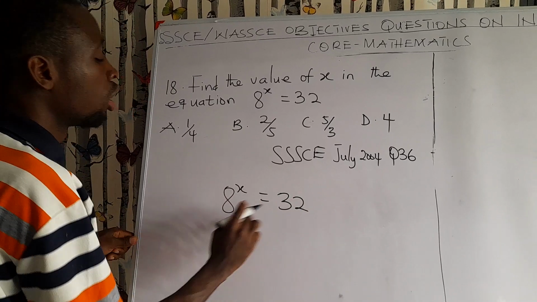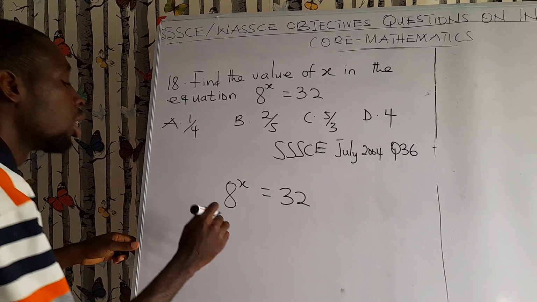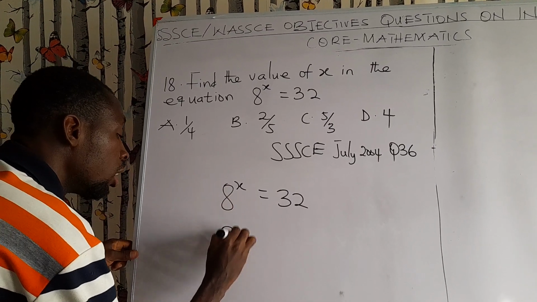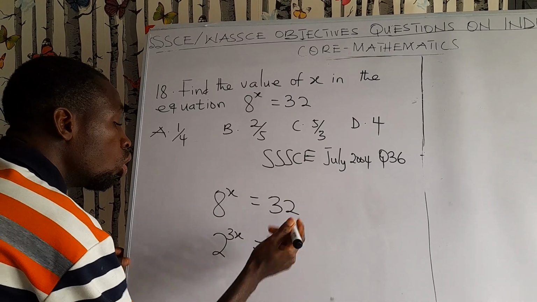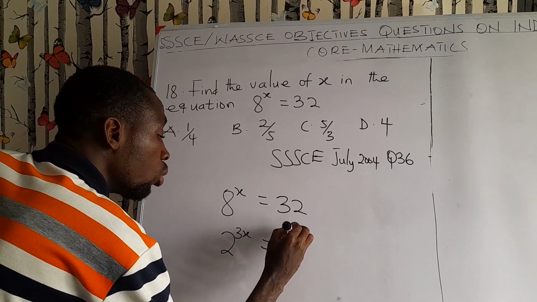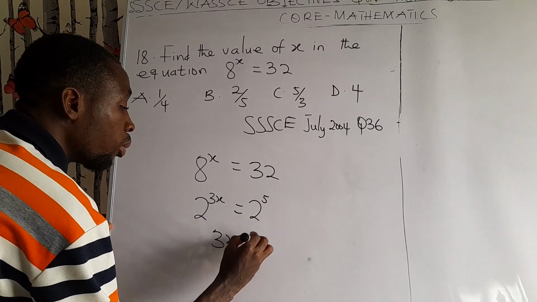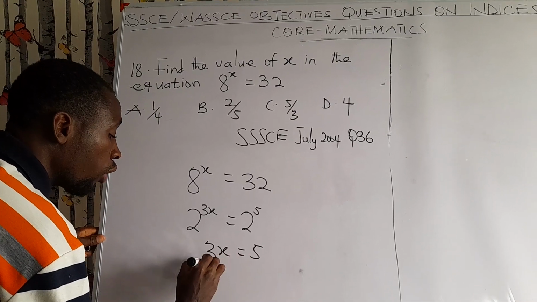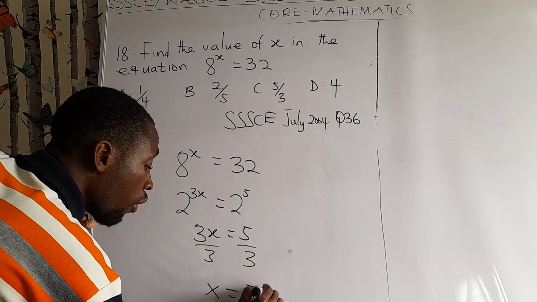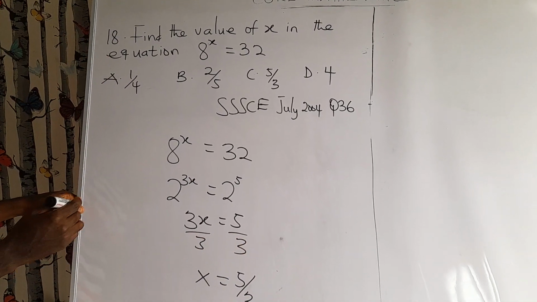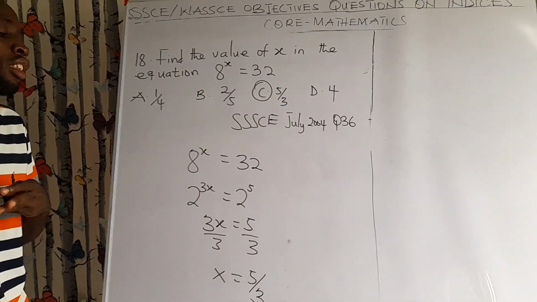We have to make sure that both sides of the equation have the same base, then we are free to equate the exponents. 2 exponent 3 is 8, so we change the 8 to 2 exponent 3, and 32 is 2 exponent 5. Now the bases are the same, so we equate the exponents. To find the value of s, we divide both sides by 3. So s is equal to 5 over 3. The correct answer is C. I hope you got that correct.